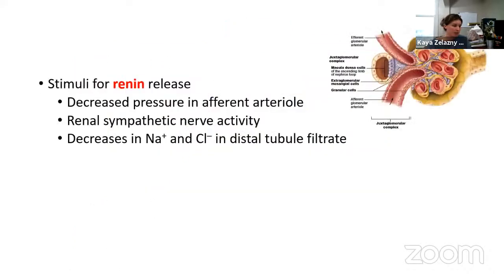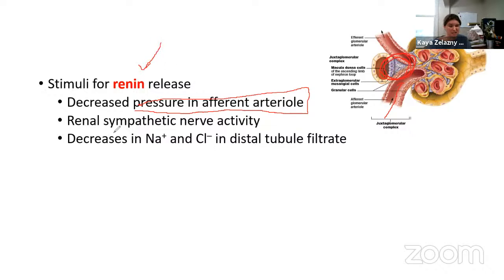Okay. So some stimuli for this release of renin are potentially decreased pressure in the afferent arteriole. Remember, we're targeting the release of renin at this juxtaglomerular complex. If it senses that you don't have enough blood coming into the kidney, that would be a signifier of low blood pressure, low blood volume. Ultimately, we know this pathway is going to raise our blood volume and raise our blood pressure. So that's a good signal that we should be releasing renin.